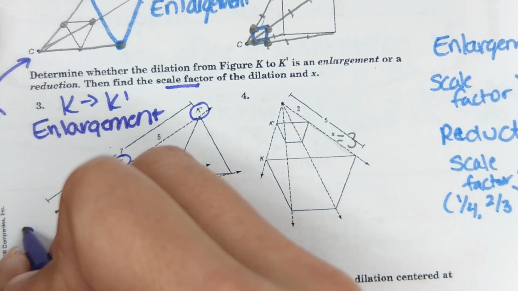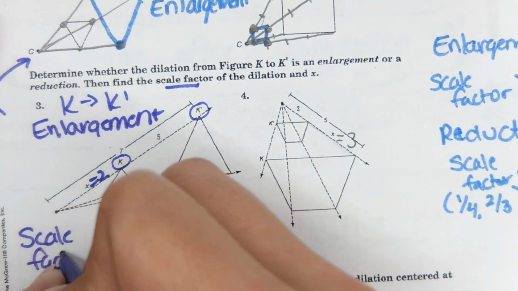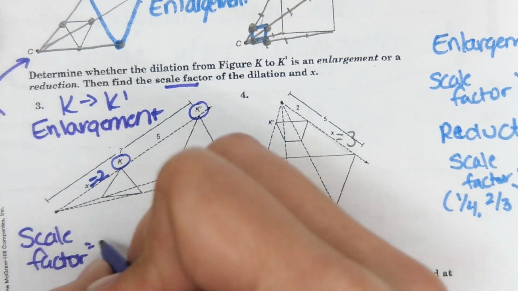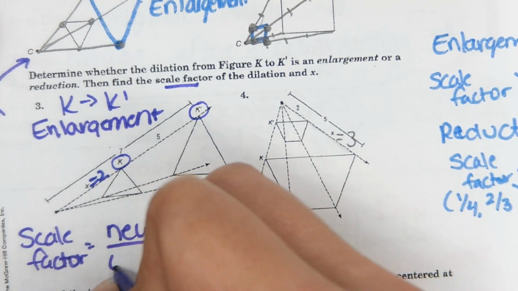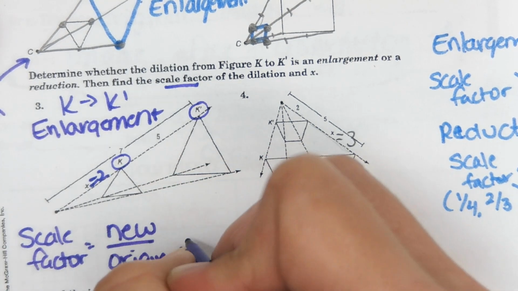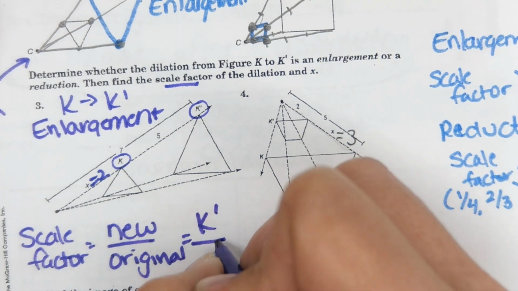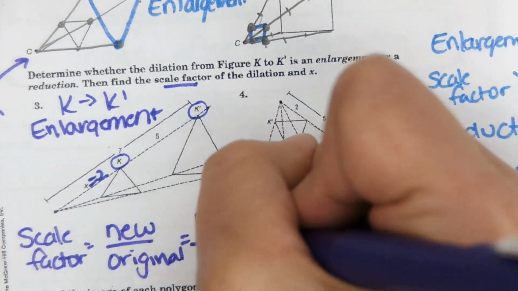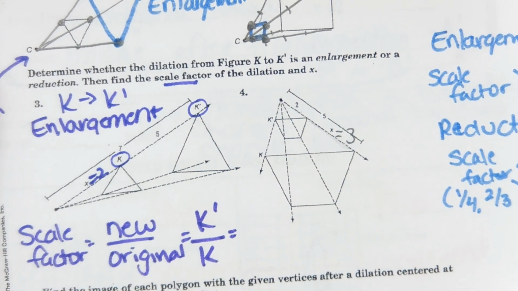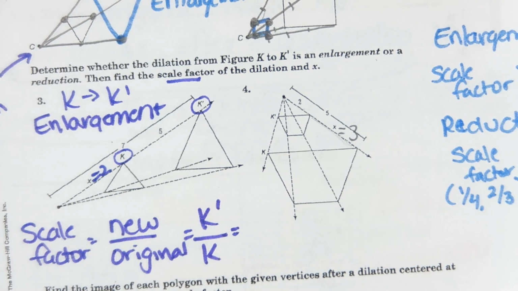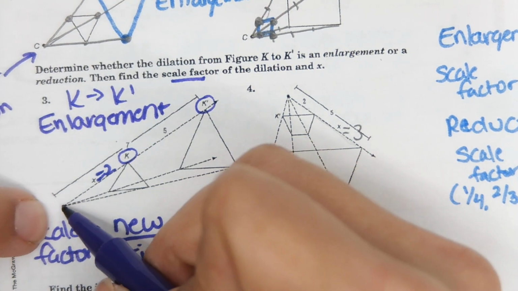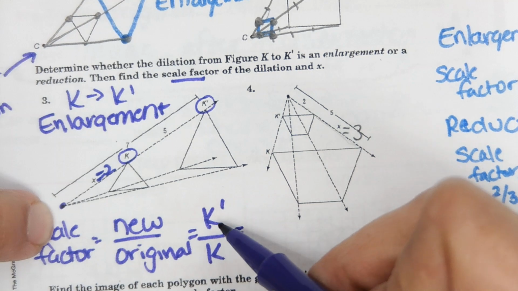Okay, and then scale factor. So when we find scale factor, we're going to look at the new shape over the original. So it's going to be k prime, which is the new one, over k, which is the original. So we're going to look at the distance between the center of dilation and k prime, the new one.